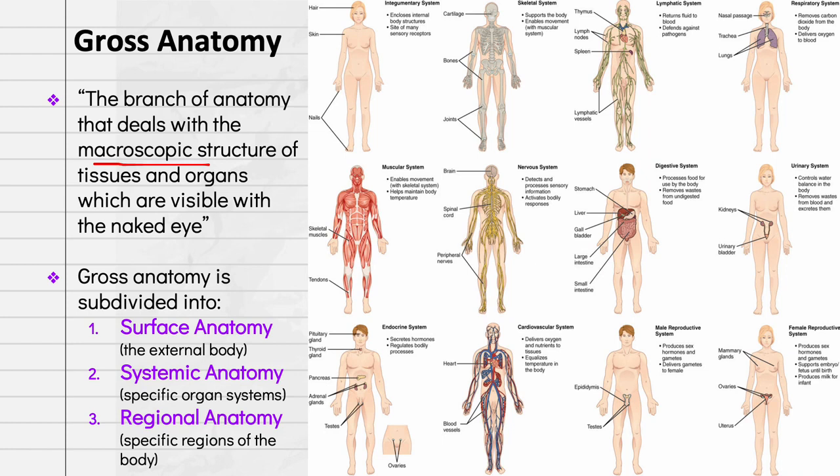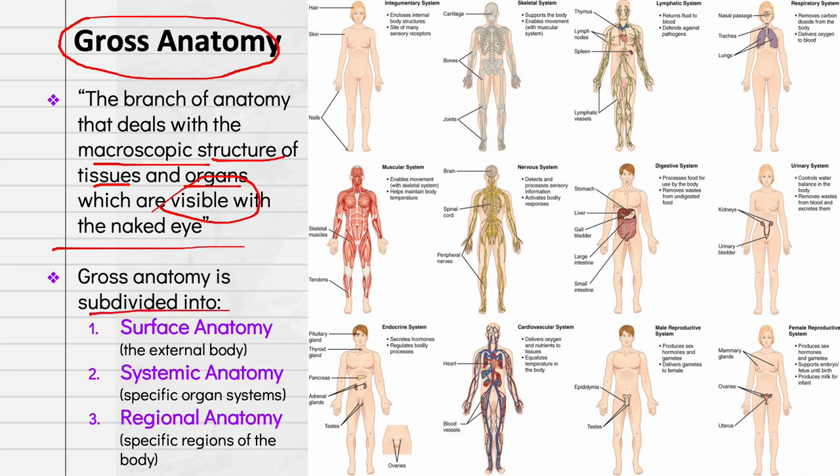The branch of anatomy that deals with macroscopic, it's not microscopic. Yes, microscopic comes under histology. Macroscopic structures of tissues and organs which are visible to the naked eye, that is referred to as gross anatomy. And the gross anatomy, we have already mentioned, is divided into surface anatomy, the external body.